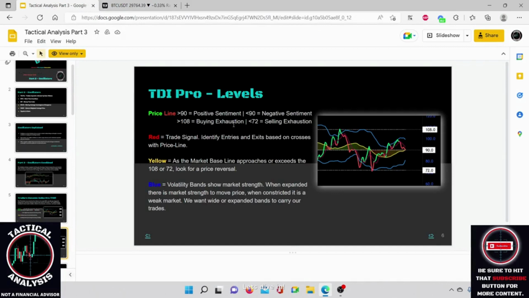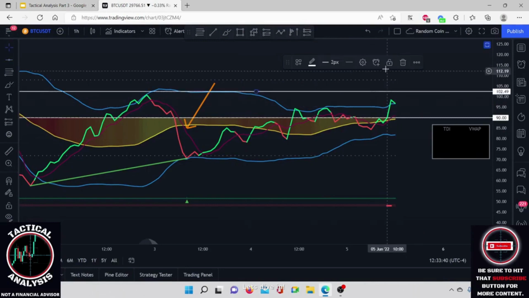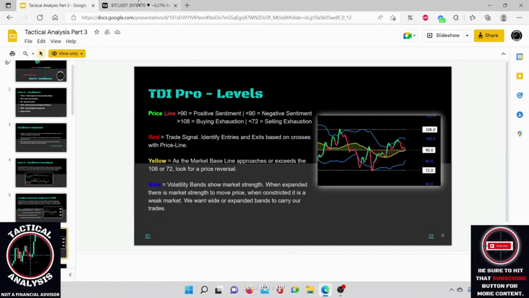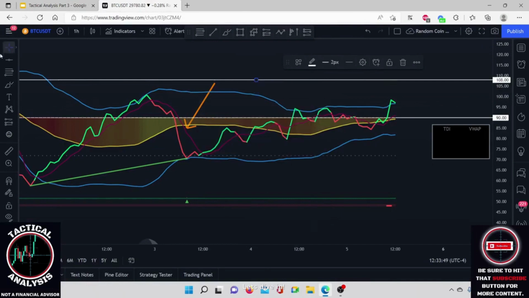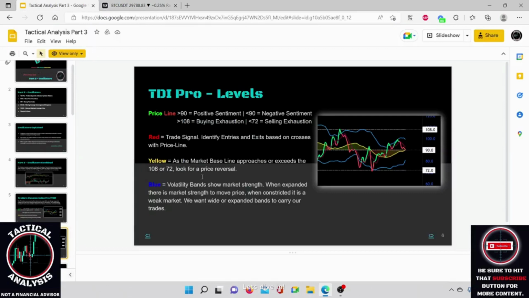All right, then we have greater than 108 is buying exhaustion or overbought, you could say, and less than 72 is selling exhaustion. So let's put that on the chart and take a look at that as well, close up. Okay, so we have 108. All right, we can see we have the price action 108 and 72. All right, so there's 108. That would be our buying exhaustion, and then we'll go ahead and put this on the chart, which will be 72. Okay, and that would indicate, if we refer back, that would indicate less than is selling exhaustion.